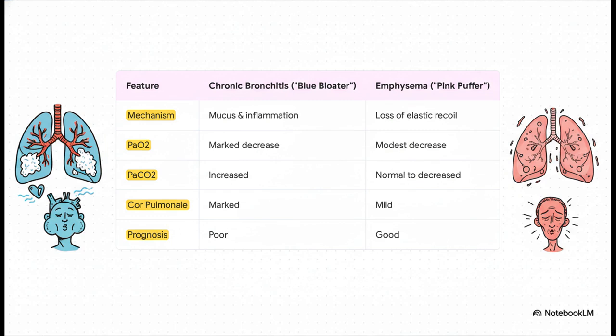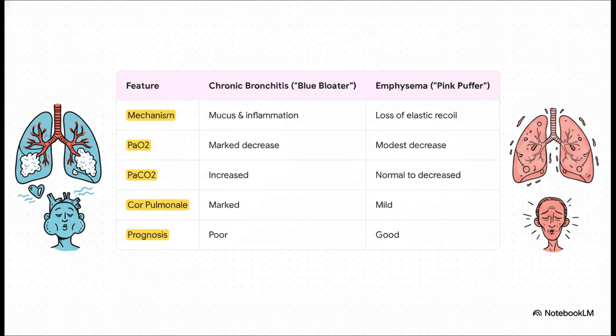On one side, you have the blue bloater, the patient with chronic bronchitis. Their main problem is all about mucus and airway inflammation. This creates a huge mismatch between ventilation and perfusion, making them really hypoxic and chronically hypercarbic. That in turn drives up their pulmonary pressures and often leads to right heart failure, or cor pulmonale.